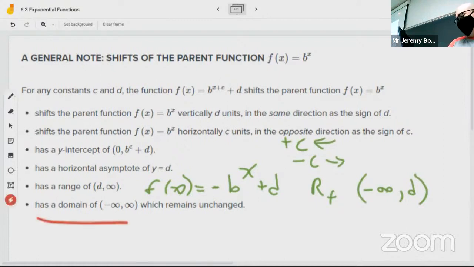But one thing that's nice, domain, we can always count on it for exponential functions. That domain can always be negative infinity to positive infinity. We can put whatever we want in the exponent. It's totally okay. We can put pi in the exponent, but whatever. Doesn't matter. Any questions on that?